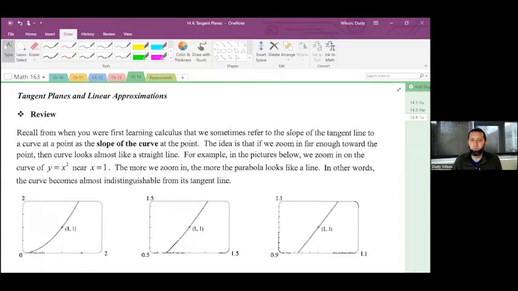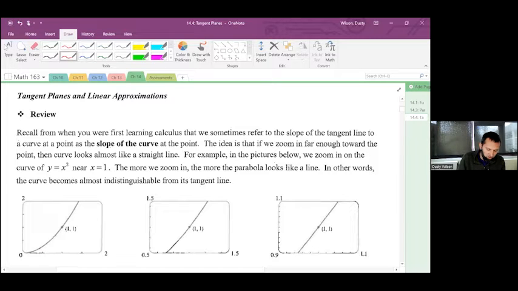Let's start with a review. Recall from when you were first learning calculus that we sometimes refer to the slope of the tangent line to a curve at a point as the slope of the curve at the point. The idea is that if we zoom in far enough toward the point, the curve looks almost like a straight line. For example, in the pictures below, we zoom in on the curve of y equals x squared near x equals 1. The more we zoom in, the more the parabola looks like a line. In other words, the curve becomes almost indistinguishable from its tangent line.